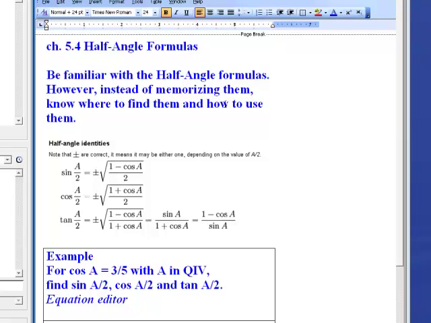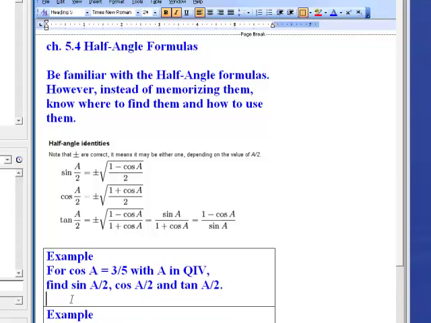So the first example that we're doing is for cosine A equals 3/5 with A in quadrant 4, find sine of half the angle, cosine half the angle, and tangent half the angle. I just wrote down here equation editor, so we'll be using that. First, we're going to look at sine A over 2.